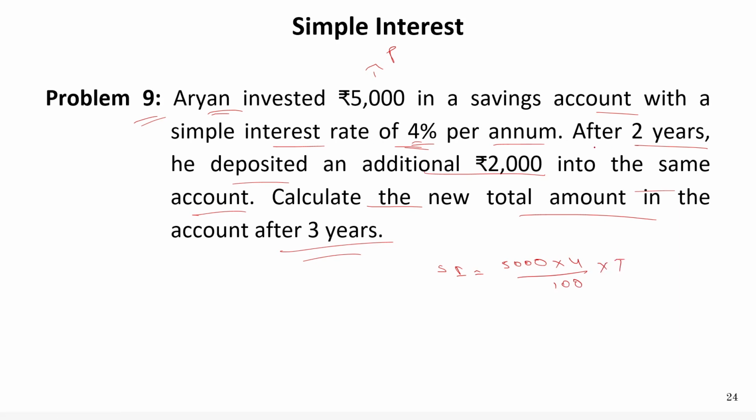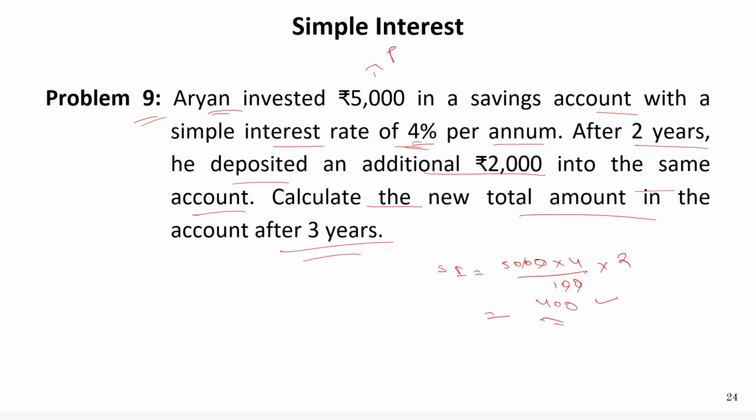So with the interest after 2 years, let T be equal to 2 in this case. By cancelling the zeros, what we are left with is 200 into 2, which is equal to 400. So simple interest will be 400 for these 2 years. After 2 years, he deposited an additional 2000 into the same account. Calculate the new total amount in the account after 3 years.